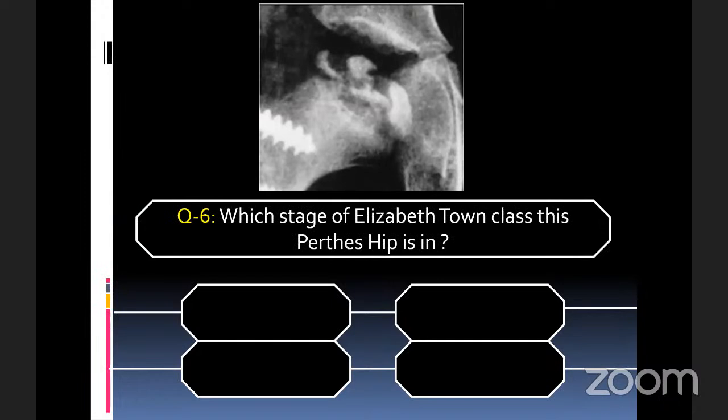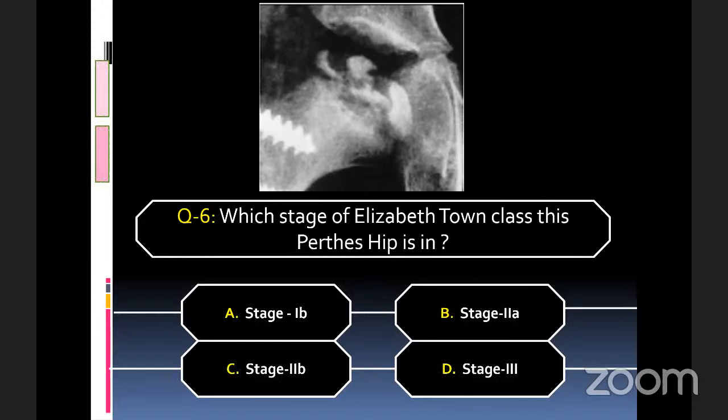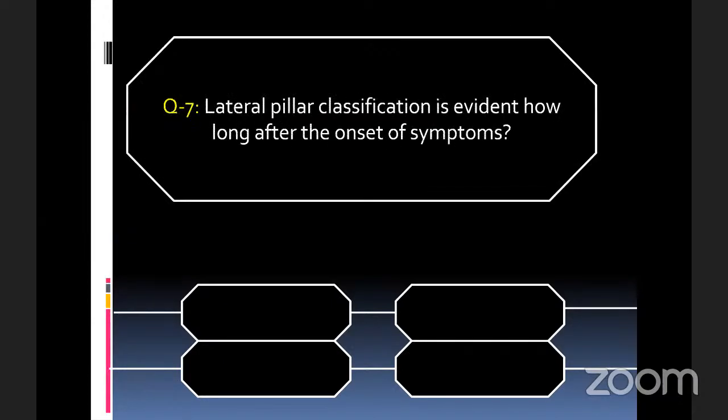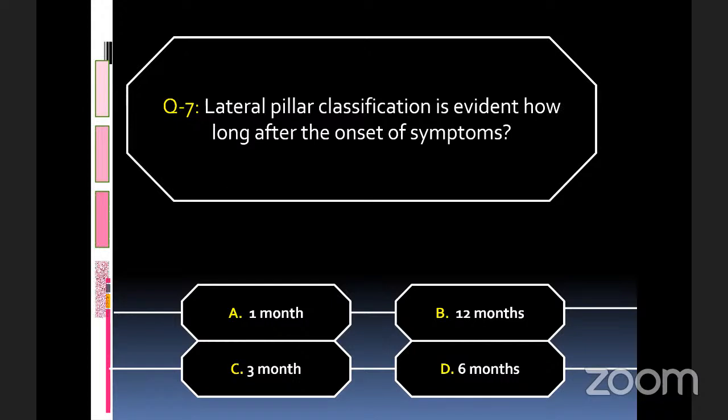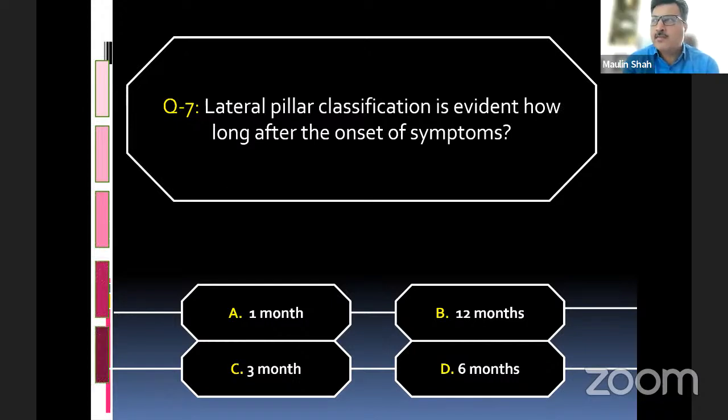Next question is, which stage of Elizabethtown classification this participant is in? First stage 1B, 2A, 2B, and 3. Lateral pillar classification is evident how long after the onset of symptoms? 1 month, 12 months, 3 months, 6 months. Dr. Hitesh Shah took a talk about basics in Perthes disease, and he mentioned this in his talk.